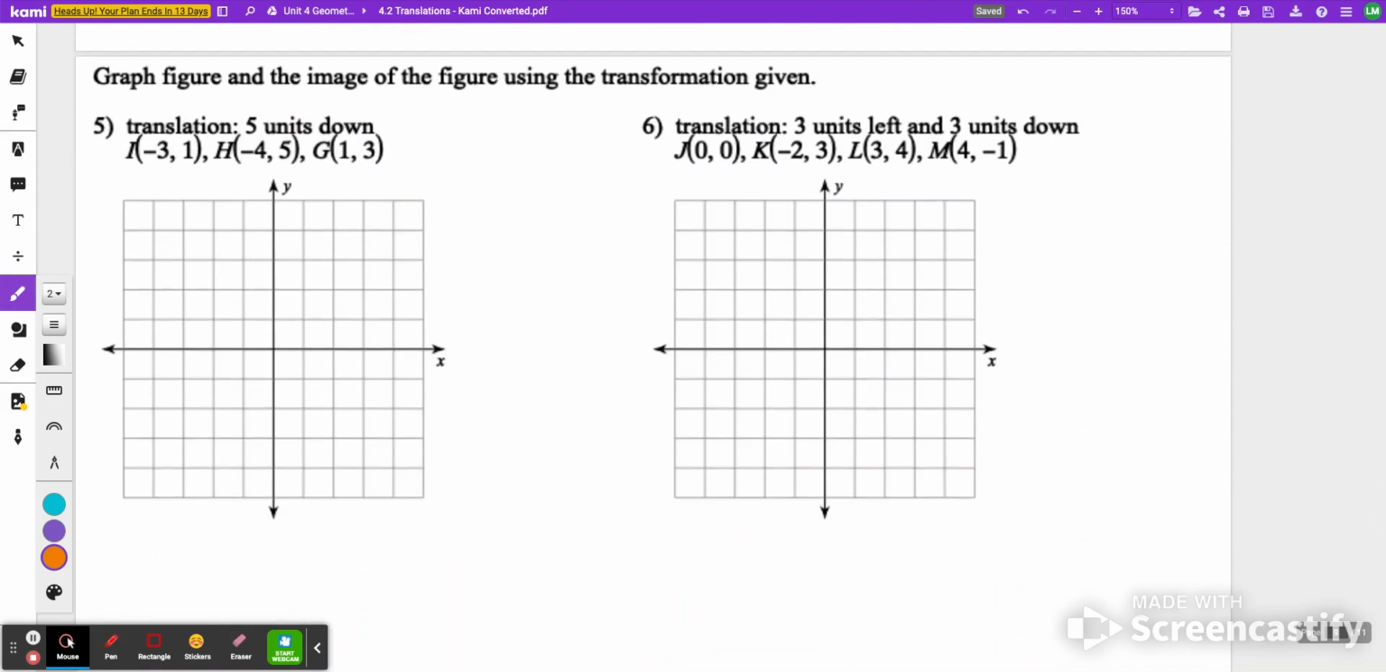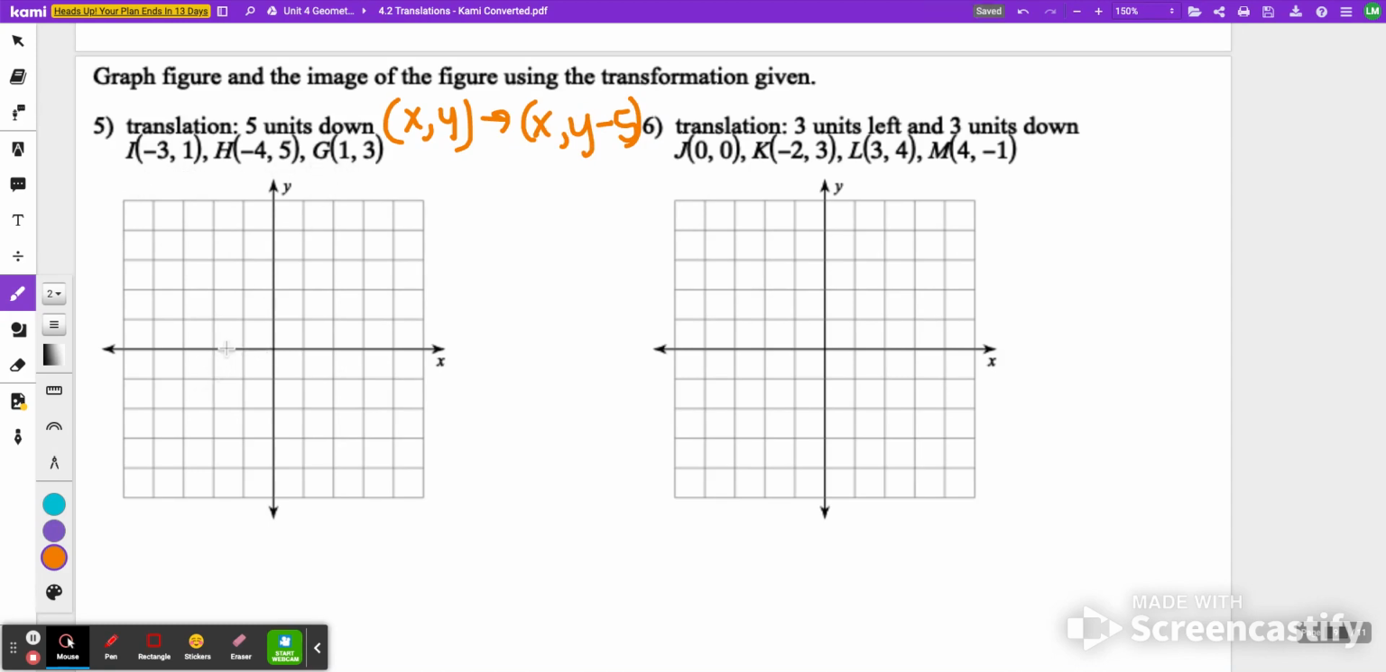The next piece I have is I'm going to graph the figure and the image of the figure using the transformation given. So now I'm going to put it all together. I'm going to translate this figure 5 units down. That just means my rule is going to be nothing changes in the X, but I'm going to change my Y by doing -5.